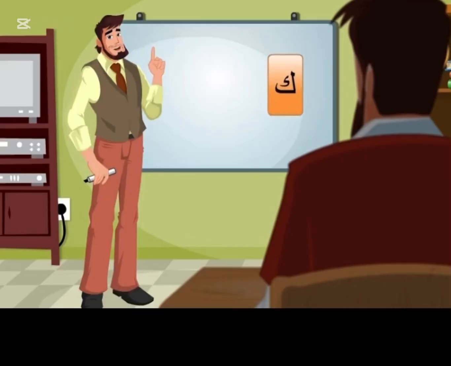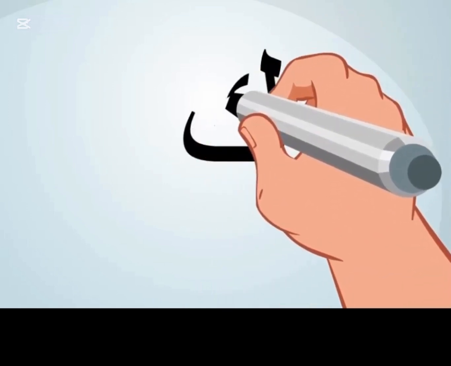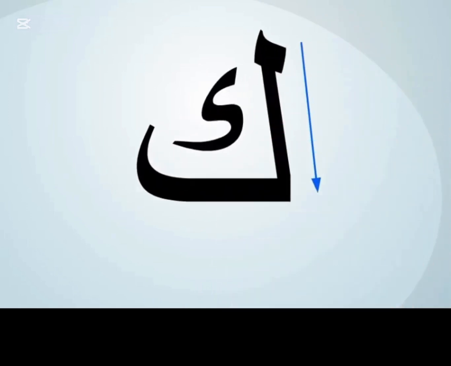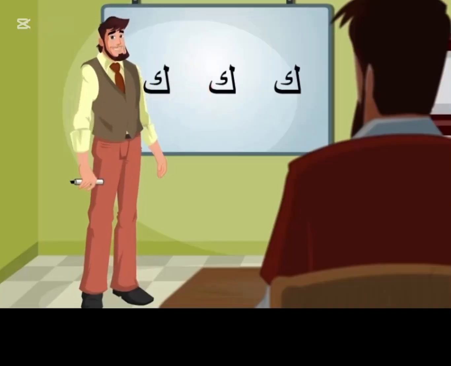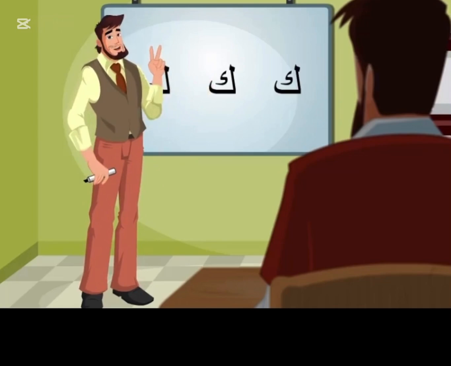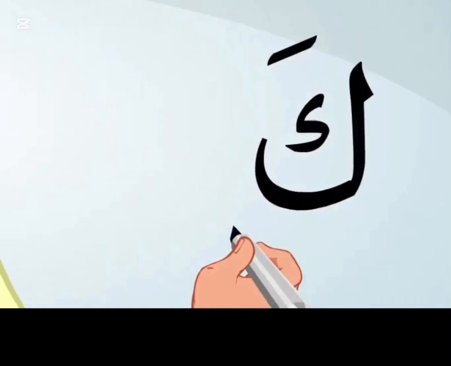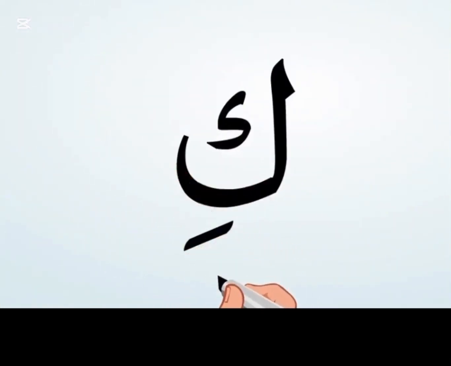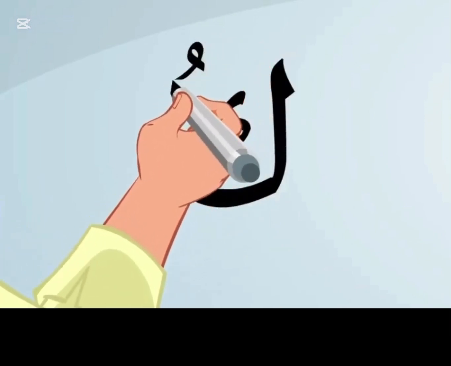Kaf and Qaf. This is how we write it. Kaf. How to pronounce the letters with short vowels: Fath, Kasr, and Dam. Ka, Ki, Ku.